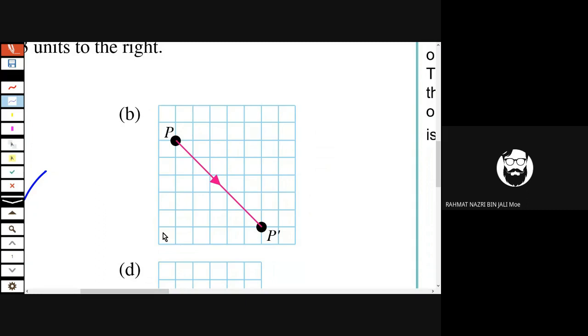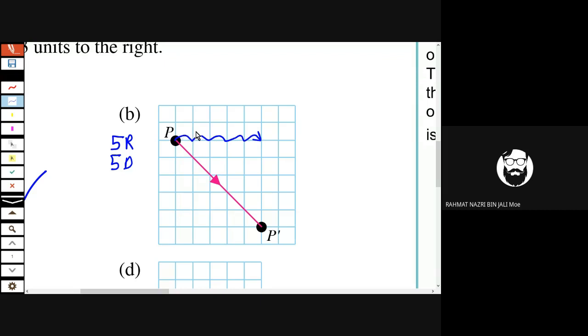Okay. Question B. Question B says that point P moves 5 units to the right, and then 5 units downward. So this is our original place. Let's move this point 5 units to the right. 1, 2, 3, 4, 5.